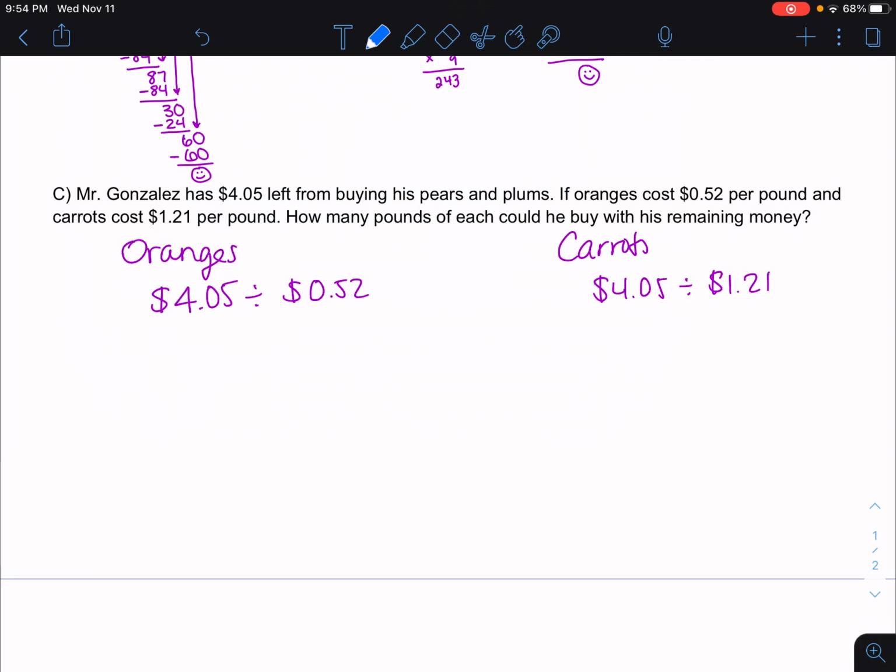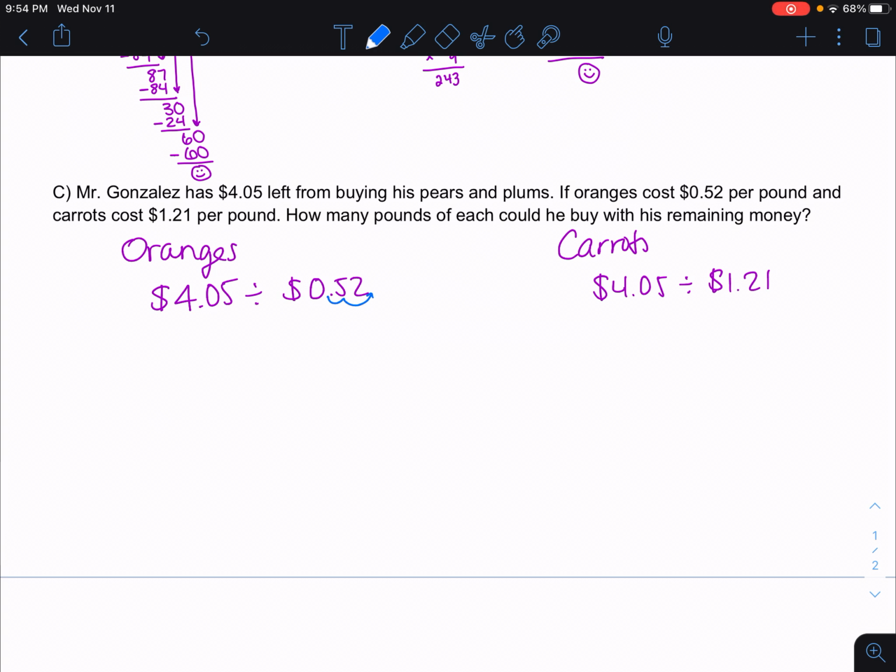So for this one, I'm going to move the decimal place over 2 times. So it becomes 405 divided by 52. Same thing over here, 405 divided by 121. So 52 into 405.